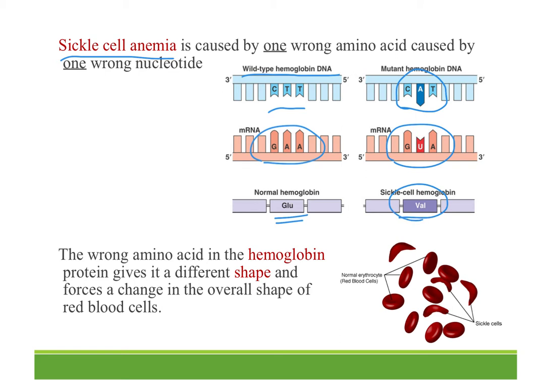And so this wrong amino acid in the hemoglobin gives it a different shape, which then forces a change in the overall shape of the red blood cells, which is the reason we call it sickle cell anemia, because the cells that are carrying that hemoglobin tend to form this crescent shape or this sickle shape, which doesn't flow through blood vessels very well and can cause all kinds of problems. Even though it still can carry oxygen, it has other effects, and that's why this particular disease is an issue. And it's all due to just one single nucleotide being the wrong one.